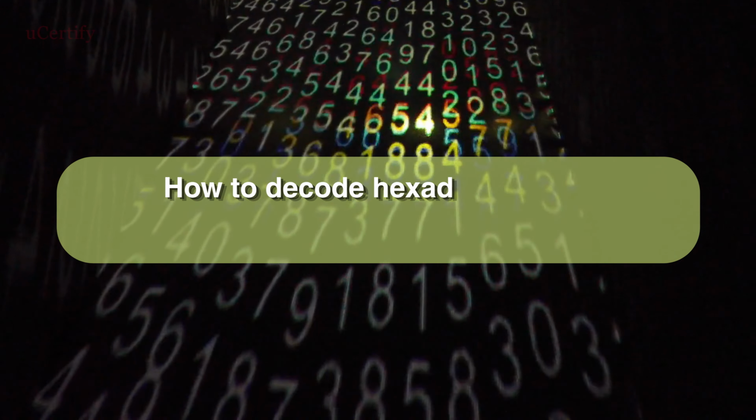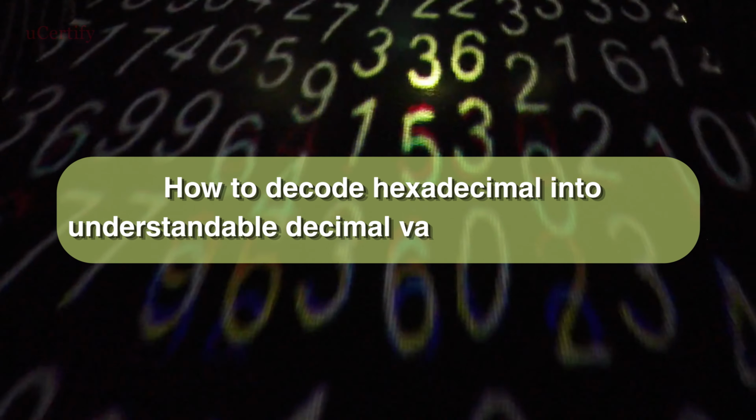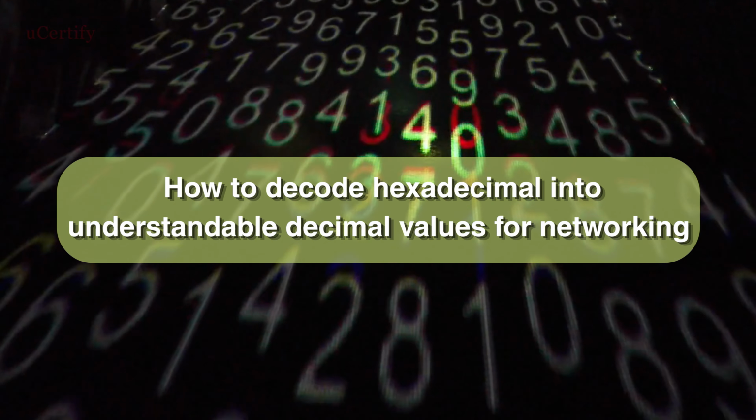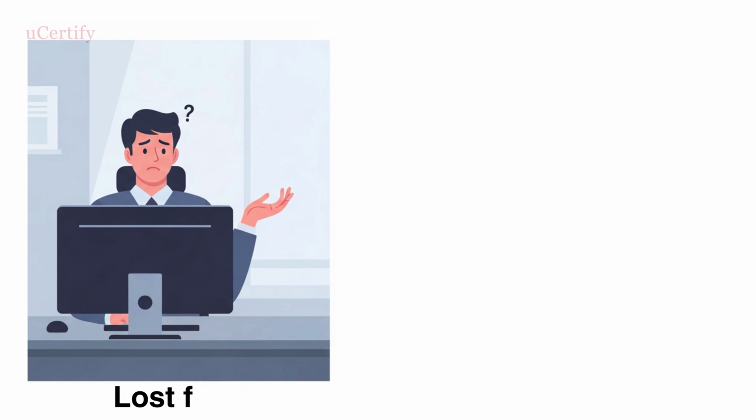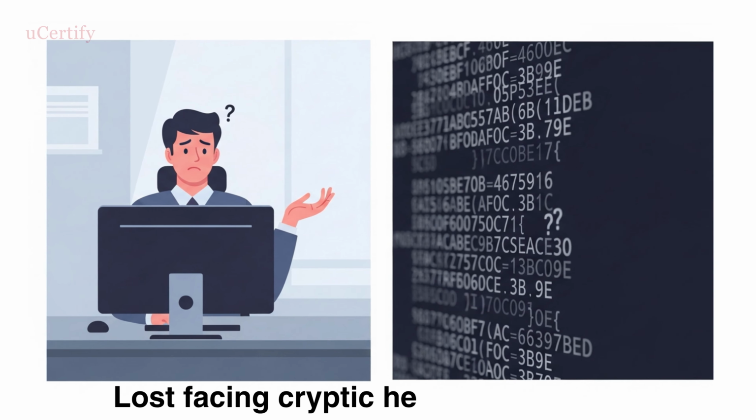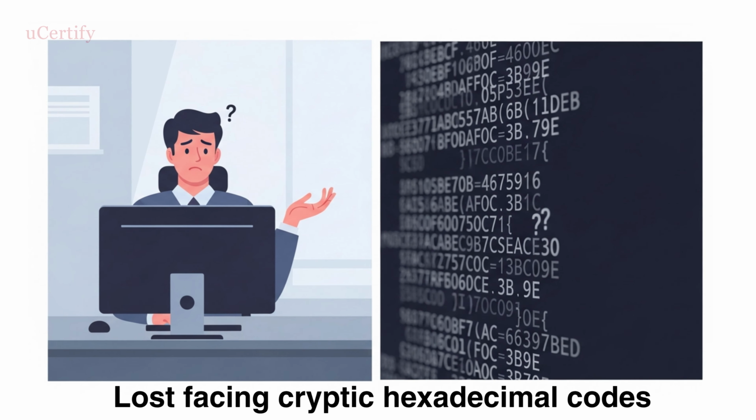In this video, we will learn how to decode hexadecimal into understandable decimal values for networking. Ever feel lost facing cryptic hexadecimal codes in network settings or system configurations? Hexadecimal is crucial for data representation in computers and networks, optimizing memory and simplifying addresses. Understanding hexadecimal lets you configure devices, interpret errors, and troubleshoot technical issues effectively.